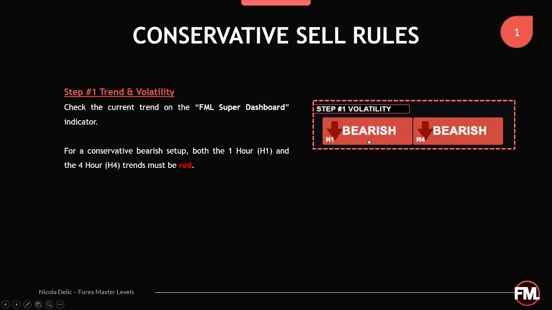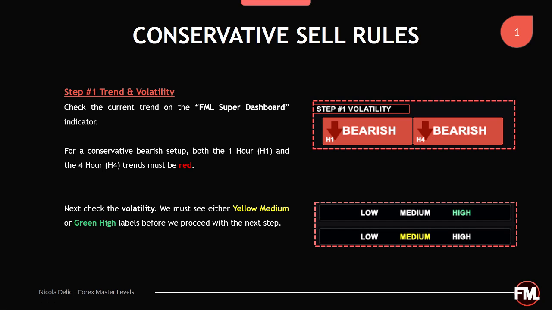So as you can see here, H1 trend is bearish and the H4 trend is also bearish. Next, check the volatility. We must see either a yellow medium or green high label before we proceed with the next step. So again, just below that trend part, you are going to see that volatility meter. So either a high or a medium.